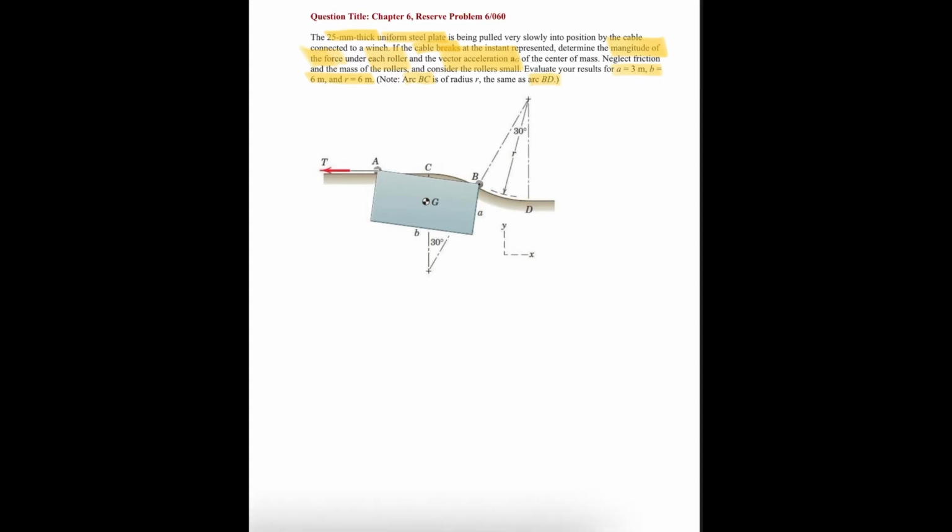Okay, so that's, again, a lot to take in. So let's just write our known values. So we know that the thickness of the plate is 25 millimeters, or 0.025 meters.